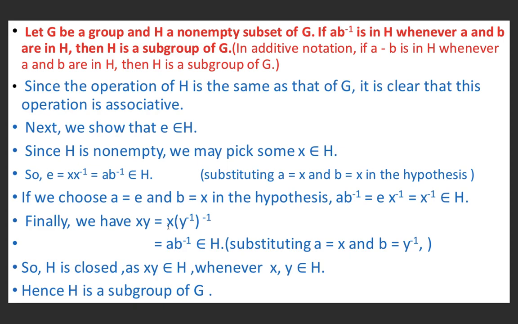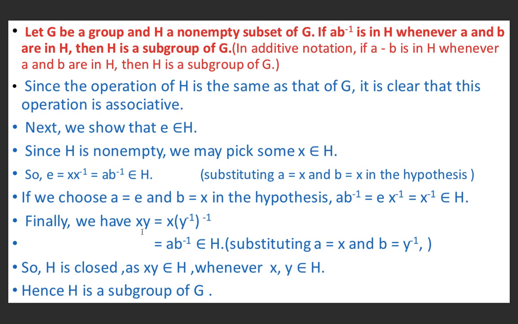So xy is equal to x y inverse inverse. If we substitute a equal to x and b equal to y inverse, because we have shown that y inverse belongs to H, so we can substitute b equal to y inverse. Then we get ab inverse, because y inverse is b. But it is given that ab inverse is in H. So ab inverse belongs to H.